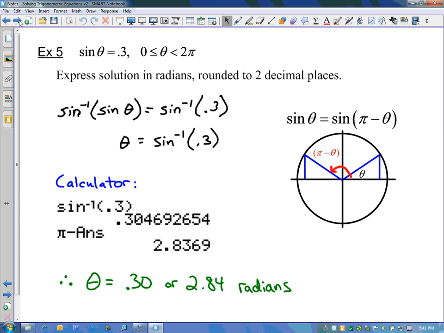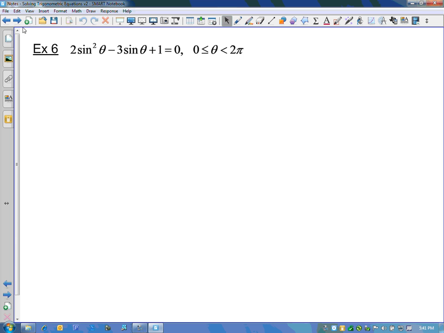All right, example number 6. We're going to look at something that is not a linear equation. We need to do a little more manipulation here. You should recognize this as a quadratic. And as a quadratic, our first line of defense is we want to, of course, set it equal to 0 and then factor it. Now it's already set equal to 0 for us.